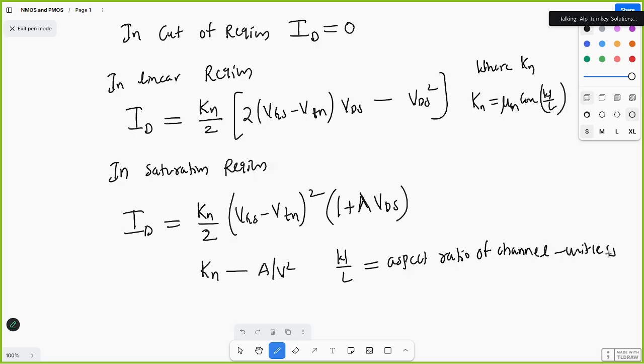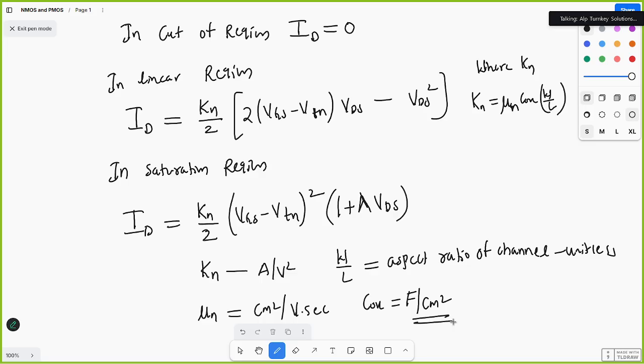Next, mu n is the mobility of electron, so the unit is centimeter square per volt second. And COX is the capacitance for the dielectric, the silicon dioxide. The unit is farad per centimeter square. These are the units.